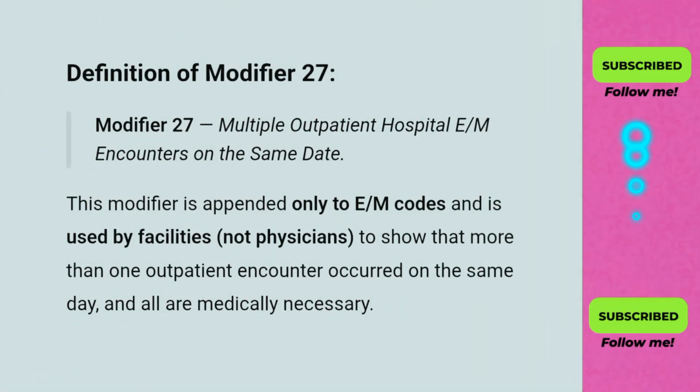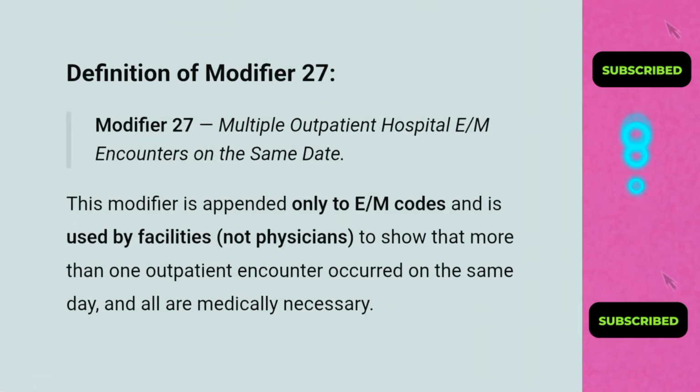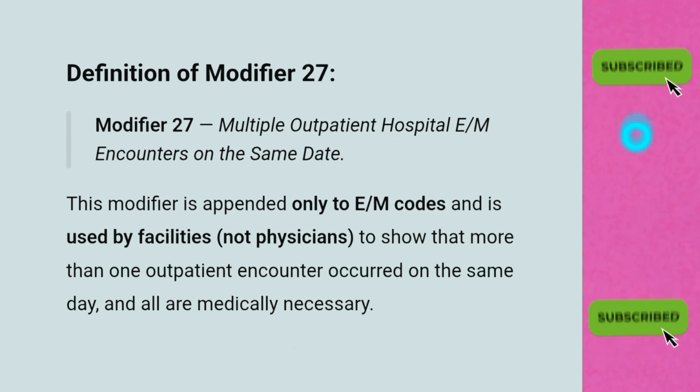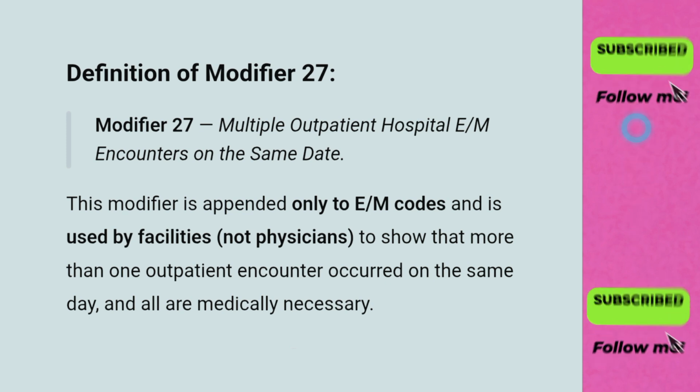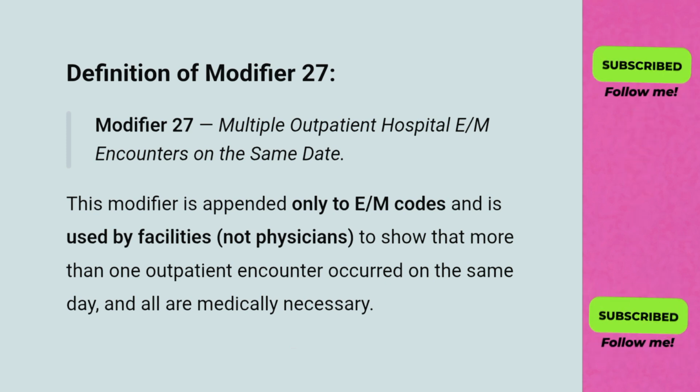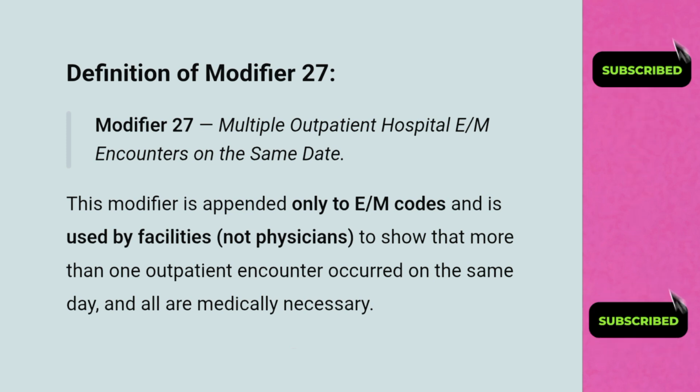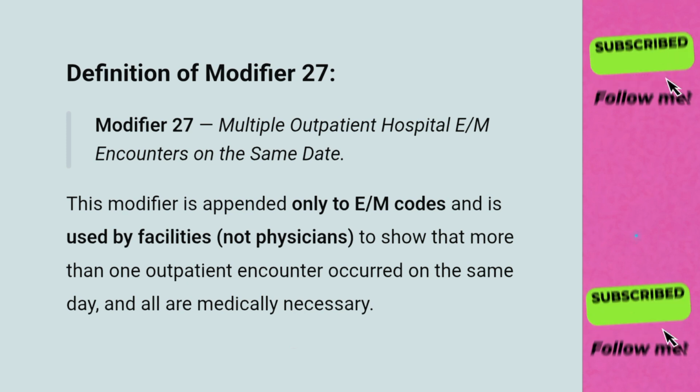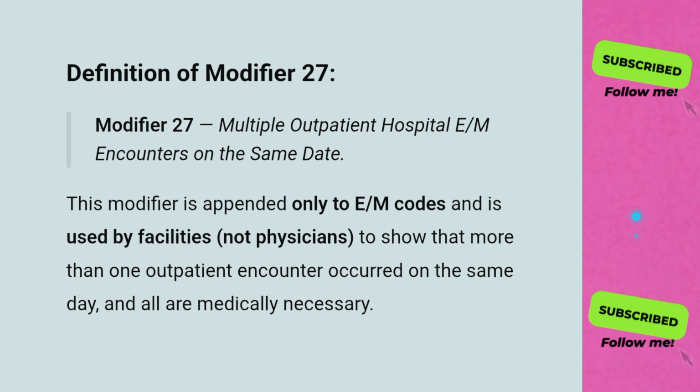Here is the definition of the 27 modifier. The definition is: multiple outpatient hospital E&M encounters on the same date. This modifier is appended only to E&M codes and is used by facilities, not physicians, to show that more than one outpatient encounter occurred on the same day and all are medically necessary.